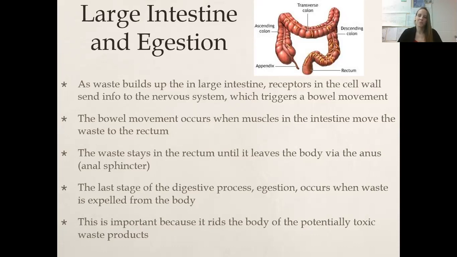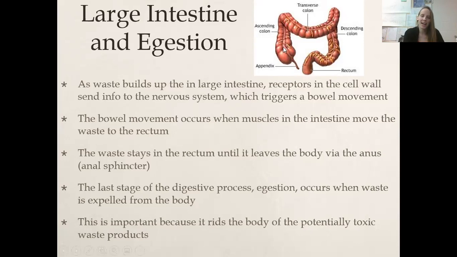That essentially happens when muscles in the intestine contract to move the waste downwards into the rectum. And then the waste will leave the body through the anus, which is just the sphincter at the end of your rectum. So yeah, this is the last stage of the digestive process, the egestion portion, where waste is expelled from the body. So this is a picture of your large intestine here.